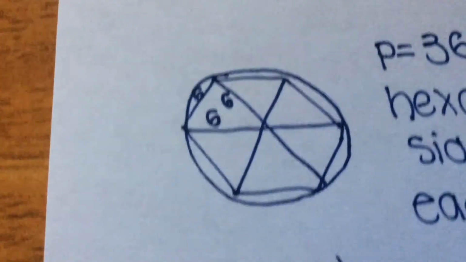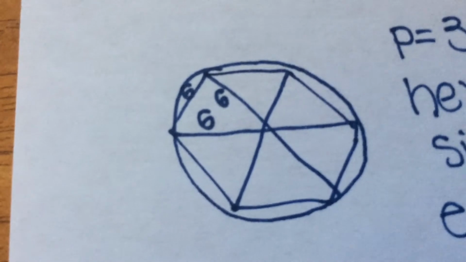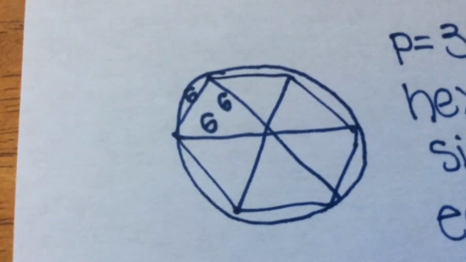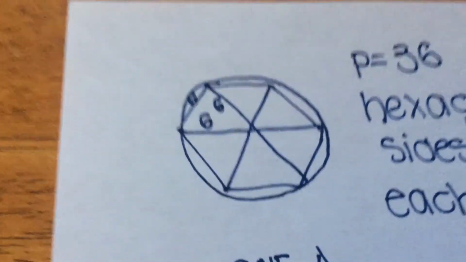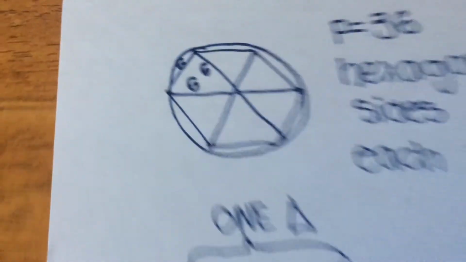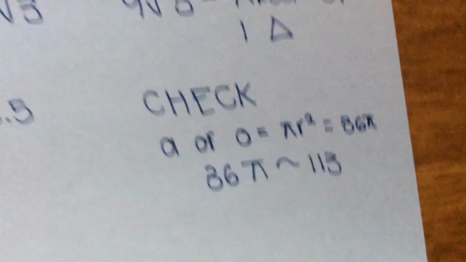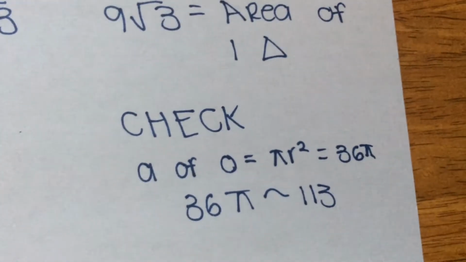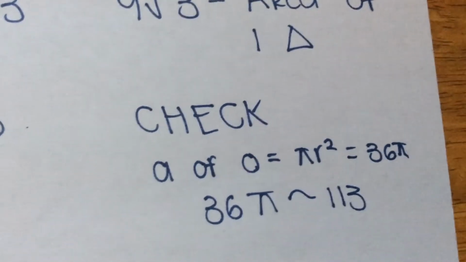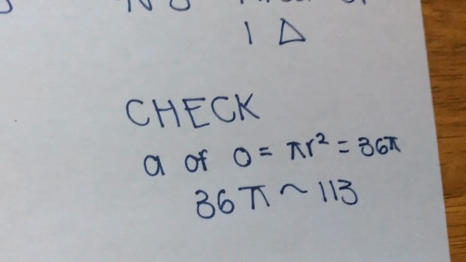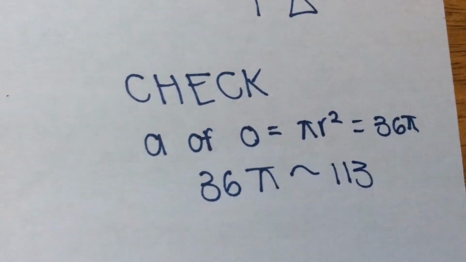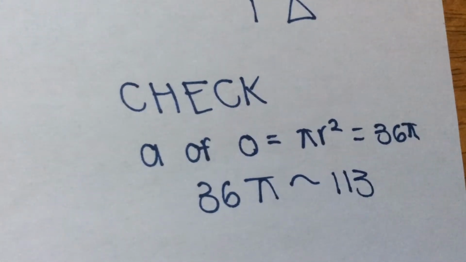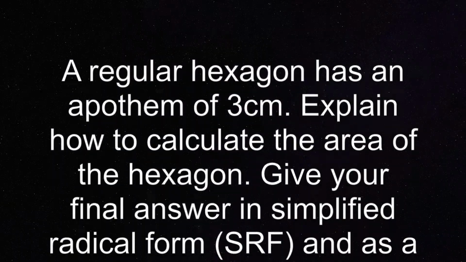And so as you can see, we can check our answer by finding the area of the circle. We know the circle has a radius of 6, and we know the circle should probably be bigger than the area of the hexagon because this hexagon is inside of the circle. So right here we find the area of the circle. A equals pi r squared. A equals 36 pi, and 36 pi is approximately 113. And 113 is larger than 93.5, so we know we did something correct. The end.